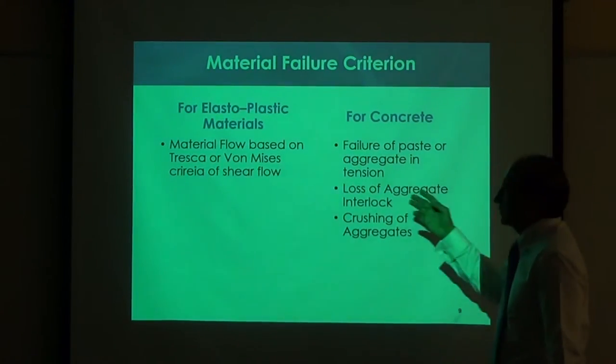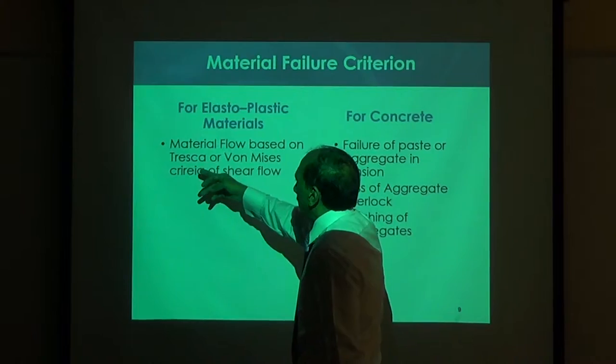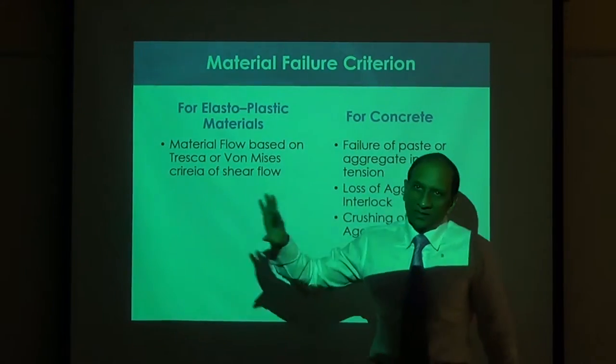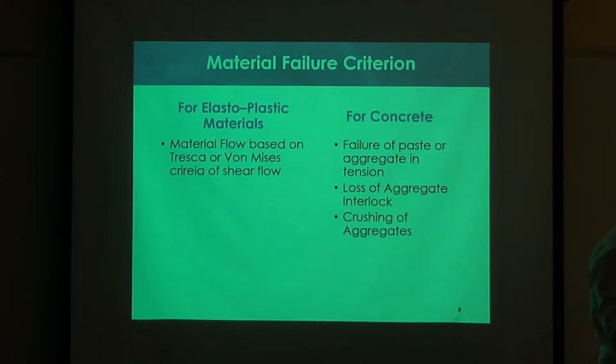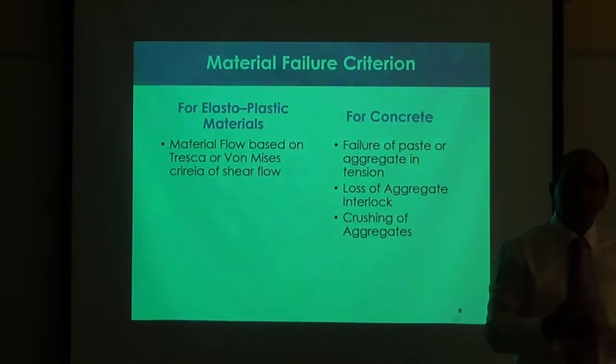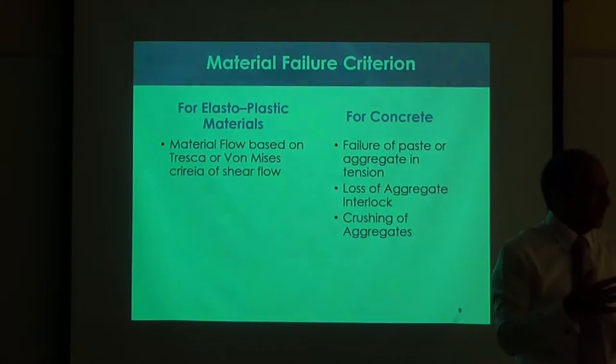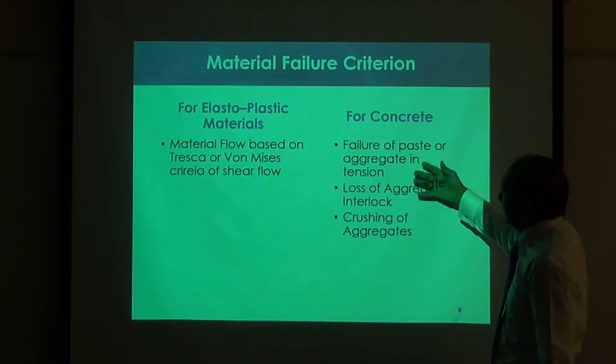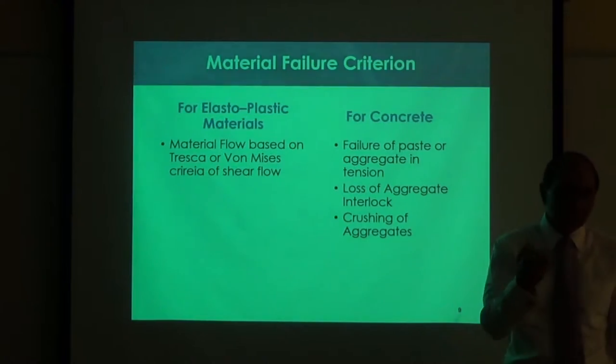For elastoplastic materials, the material flow is based on Tresca or von Mises' criteria of shear flow. So this is basically steel. Mechanical engineers do not deal with other things. They always deal with these two criteria, which consider a combined state of stress on a material in three dimensions or two dimensions, in which shear and axial stresses all come together and the material starts to flow in a plastic manner, right? But in which direction it will flow will depend on the relative value of shear and bending moment stresses, the principal directions. So that is there. Concrete is a little bit different because it has two materials combined together.